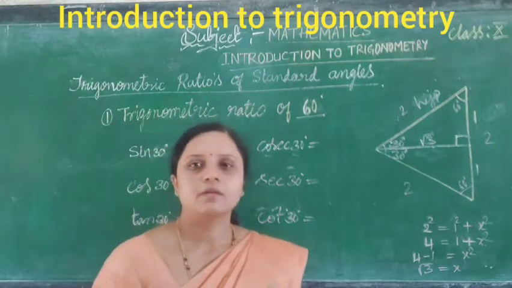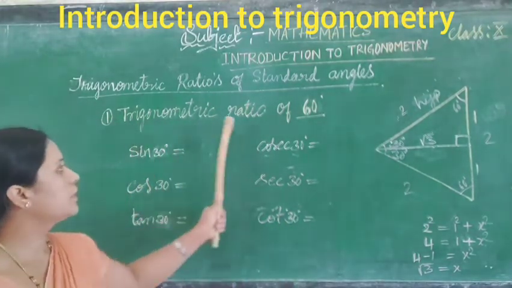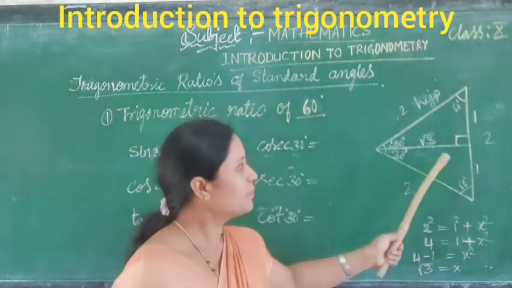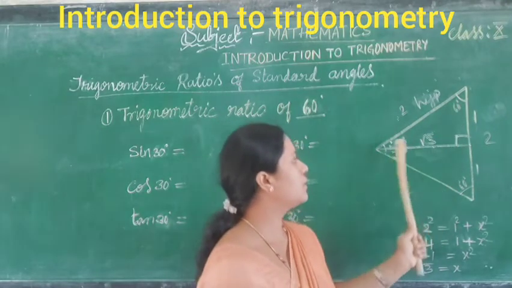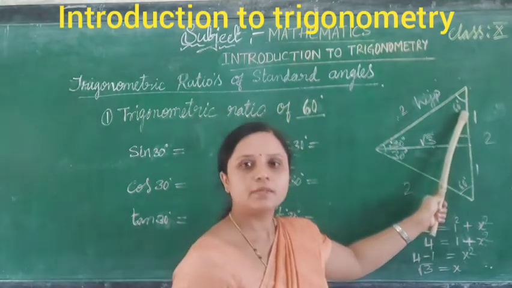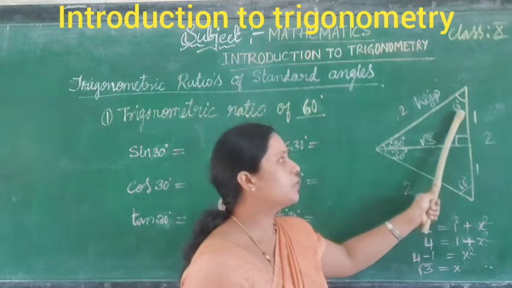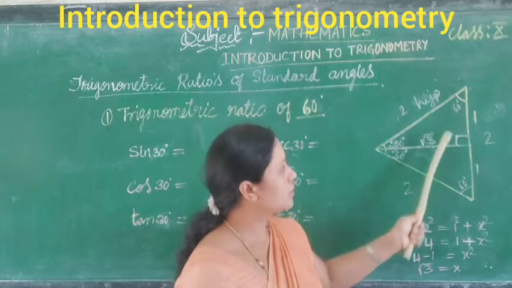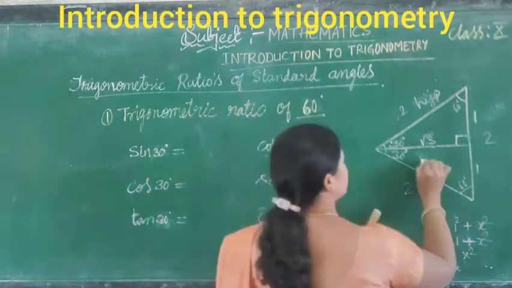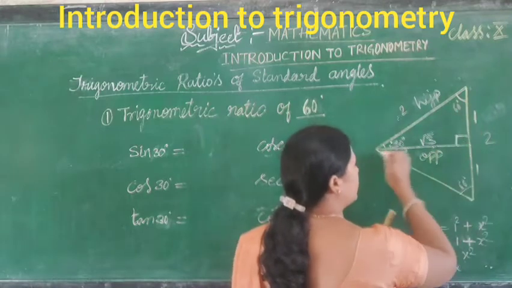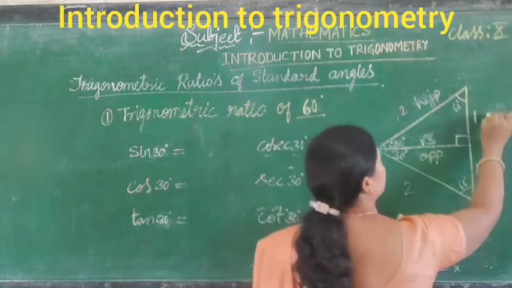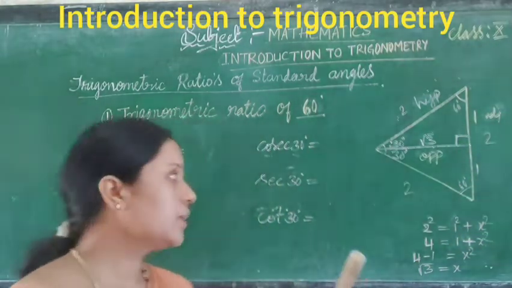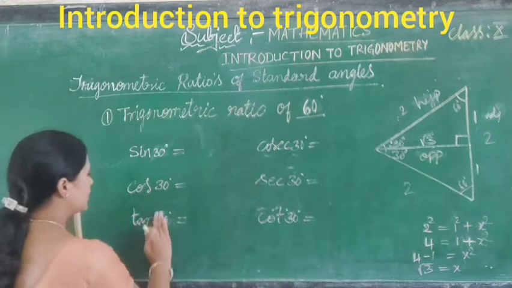Students, next we will find the values of the trigonometric ratios of 60 degree. You can take this figure only. In the equilateral triangle all the three angles are 60 degree. So I will consider this angle as 60. When this angle is 60 degree, this side will be opposite and this side will be adjacent, but the hypotenuse side remains the same. So now write the value of sin 60 degree.